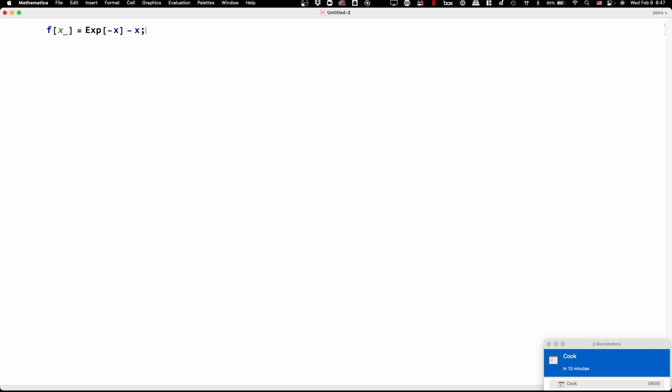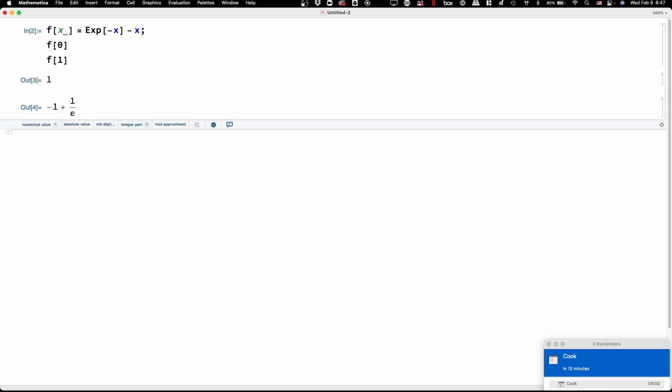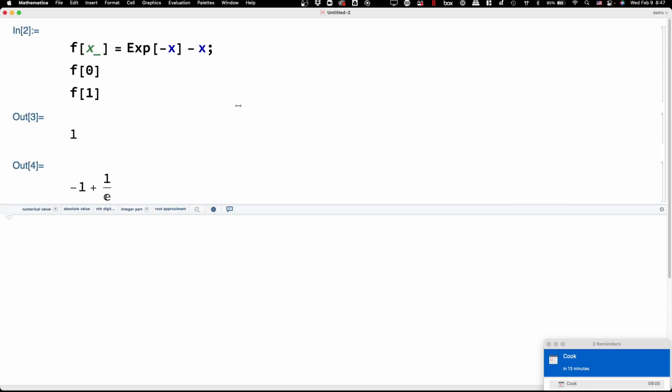So what I'm going to do is compute f of 0 and f of 1. What do I get for those? In fact, let me blow this up a little bit more. What's f of 0? That one's easy, because what's e to the 0? 1. What about f of 1? What's negative 1 plus what over e? Great. Do I know what that number is? It's exact, but is it helpful? No, it's kind of useless.